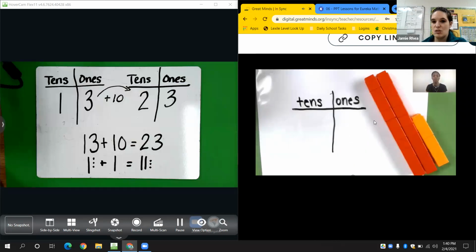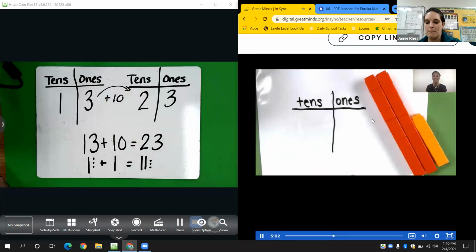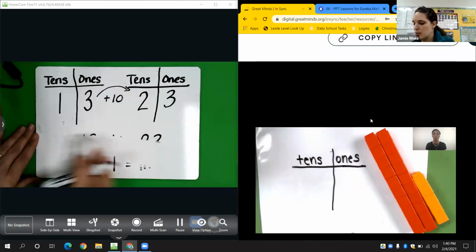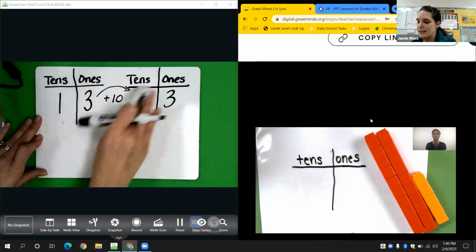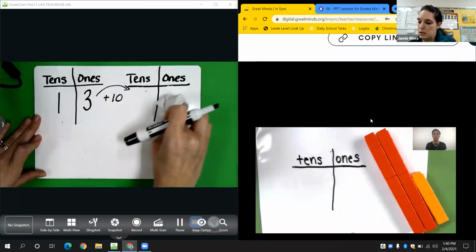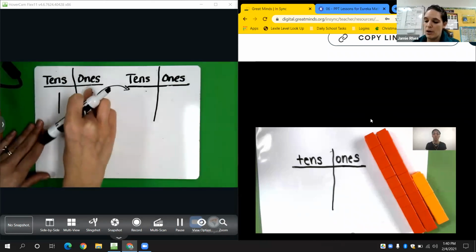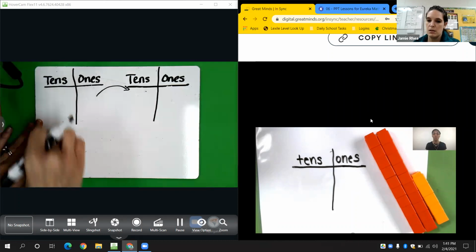Here I have the number 25 represented in linking cubes. Okay, I'm going to pause for a second. Let's erase our board. Now, if you accidentally erase your 10s and 1s chart, just go ahead and pause and rewrite it and then join us again.